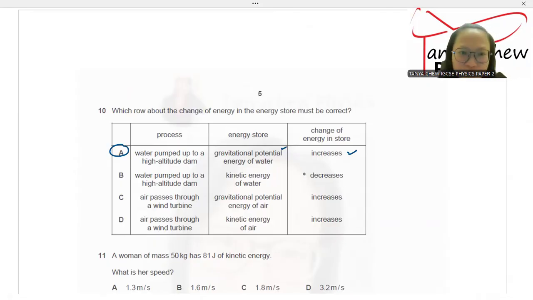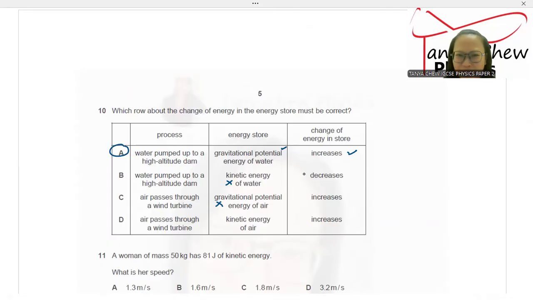This is not true, because the water pumped up to the high altitude is not the kinetic energy. It is gravitational potential energy. C, air passes through a wind turbine. This has nothing to do with the gravitational potential energy of the air because the air is not being lifted to a certain altitude. Gravitational potential energy is related to height, to altitude. So this is incorrect.